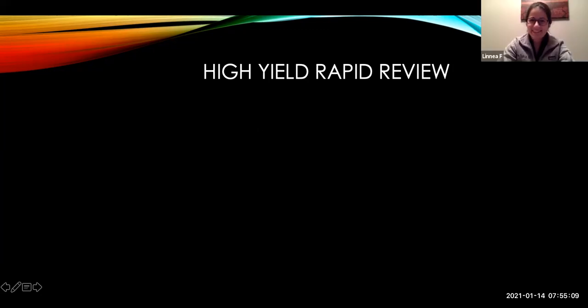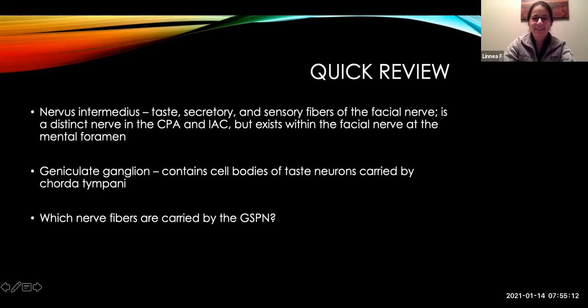Okay, guys, let's do this thing. This isn't actually a question, but just to point out, because we talked about this at one of our other reviews, what the nervus intermedius is. That's the branch of the facial nerve which has everything but motor. So the facial nerve comes off the brainstem with the motor, and the nervus intermedius is carrying the taste, secretory, and sensory fibers of the facial nerve.